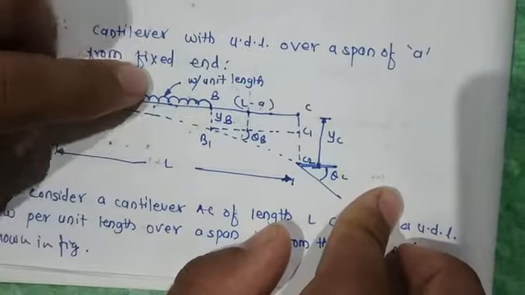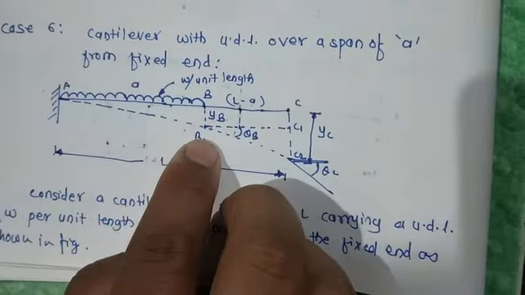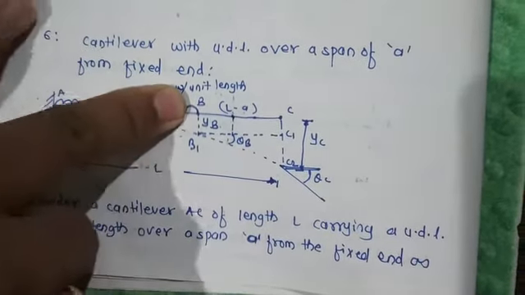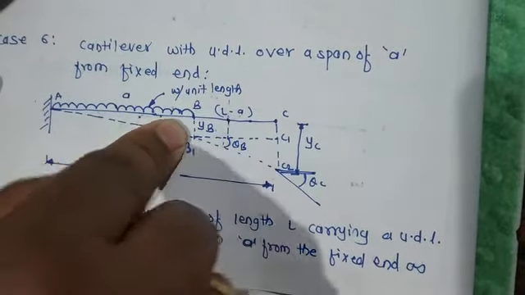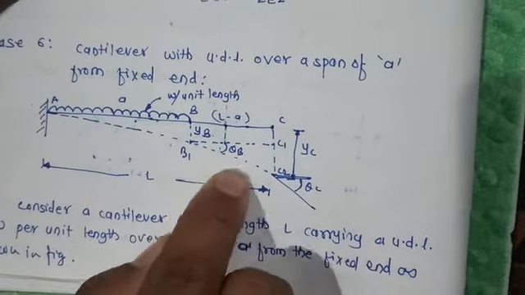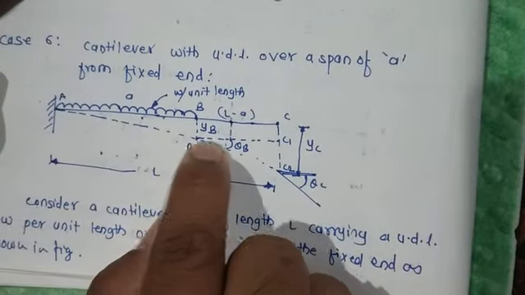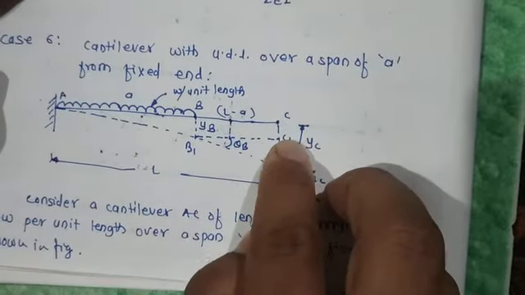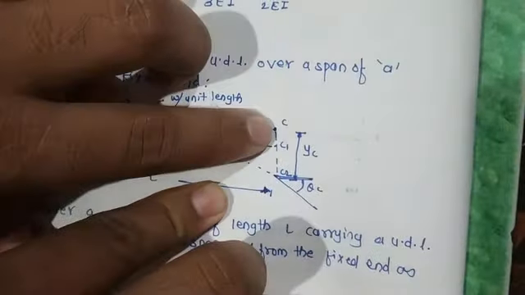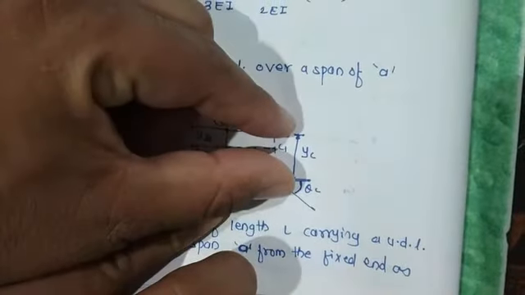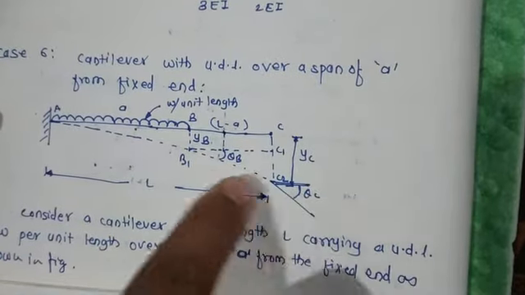Because of this UDL, at point B there is a deflection, YB, and a slope as well. The point B shifts to B1, and this deflection is YB. At this point there is a slope, theta B. Next, extending to the end, C1 is here. At this point there is a deflection, C1 plus C1C2, which is YC. At this point the slope is theta C, and this slope equals theta B.